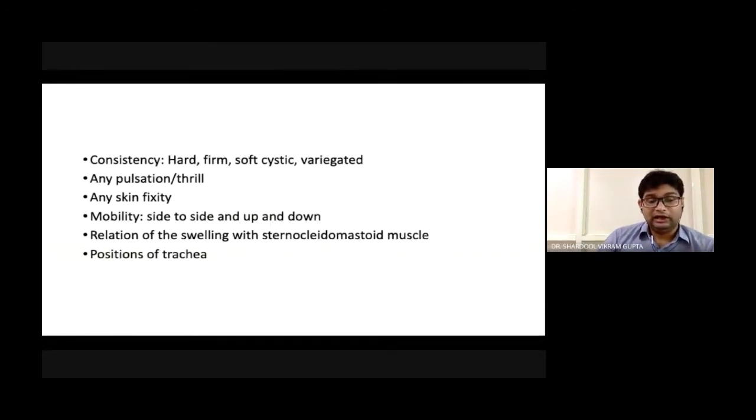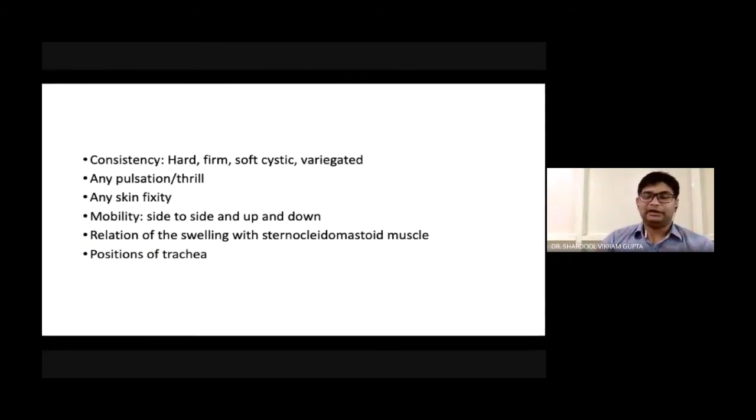So either by inspection, or by palpation, or by auscultation. There are three methods. In inspection, you will see a Trail sign. Suppose the trachea is deviated towards the left side, then you will see prominence of the sternocleidomastoid on the left side. This is known as the Trail sign.